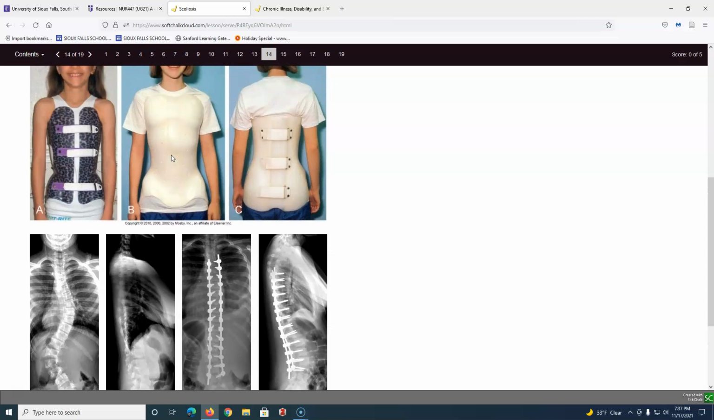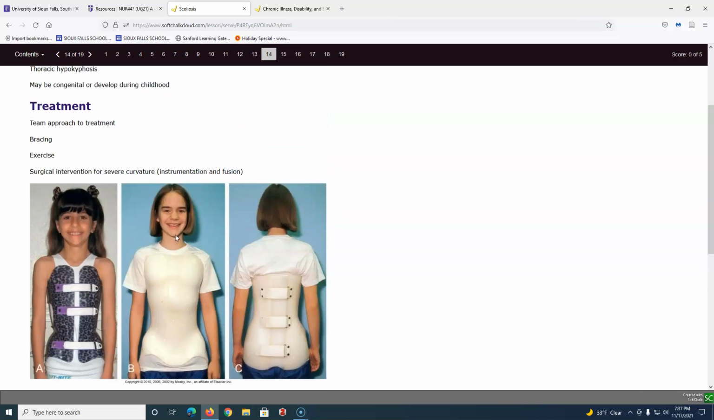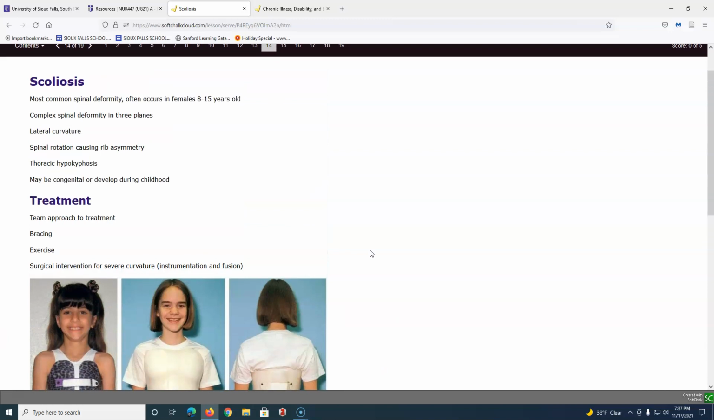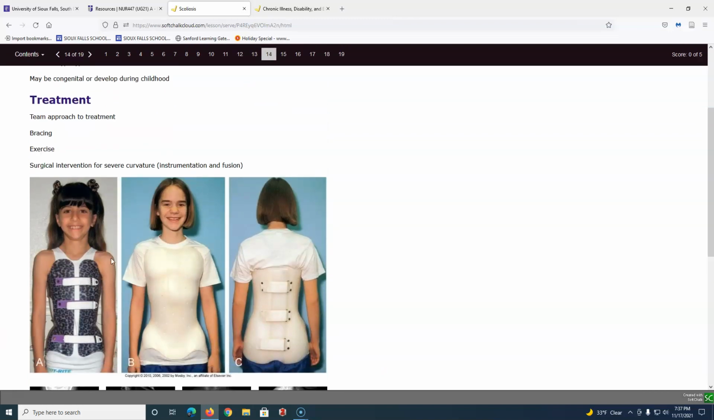Before we do this, oftentimes we'll use a TLSO. This is often not the case when you put one of these on your patients, that they're smiling. Most of these girls are not smiling because it is uncomfortable, it is hot, it makes them look weird, and it makes them look different than their peers. They have to wear it for about 20 hours out of the day. They can usually take it off for showering, and that's about it. So most patients are not smiling like they are in these pictures, sorry.